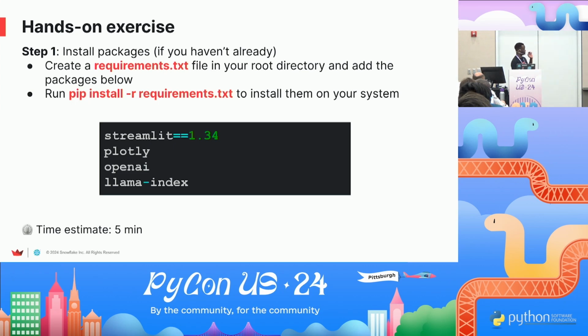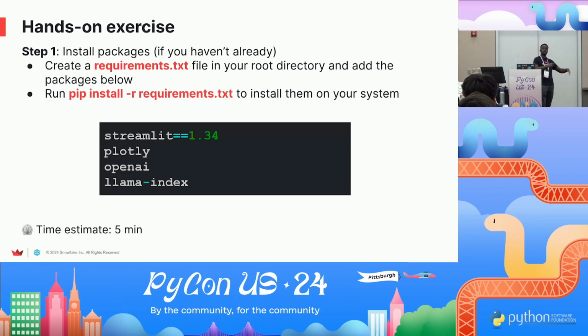The first thing you want to do is install the packages if you haven't already. These are the packages that you would want to install. The quickest way to do this is to open a folder within your directory structure, create a requirements.txt file, and add these packages to that requirements.txt file. Save that, and then run this in your terminal: pip install requirements.txt, and it will install all these requirements on your system.